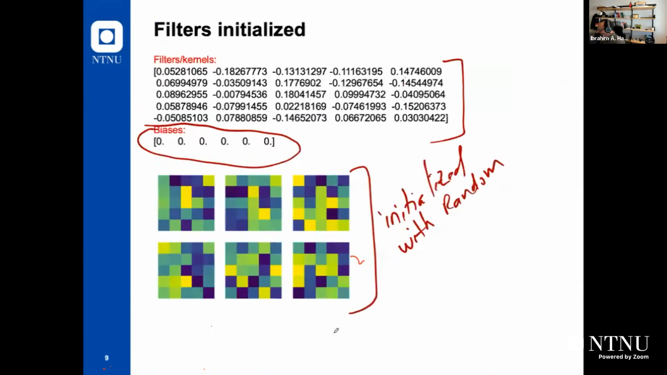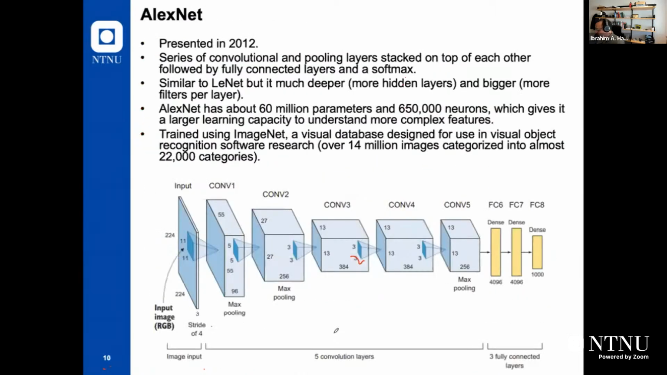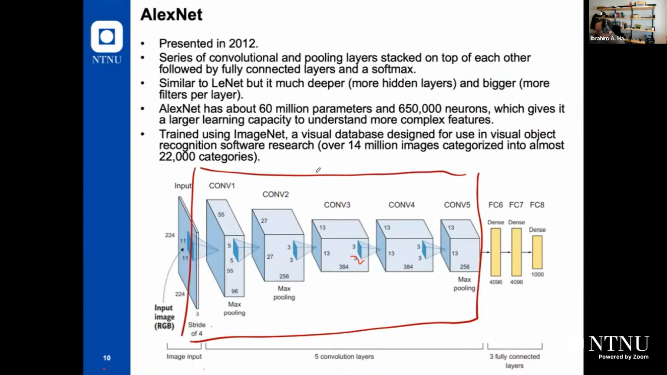The second model is AlexNet, presented in 2012. It's a series of convolutional and pooling layers stacked on top of each other, followed by fully connected layers and a softmax. So this is the traditional approach. The first part here is the feature extraction part. As we know, this is the feature extraction block.